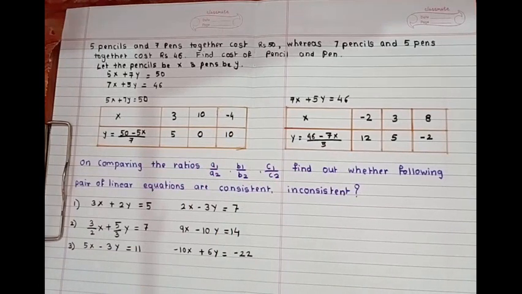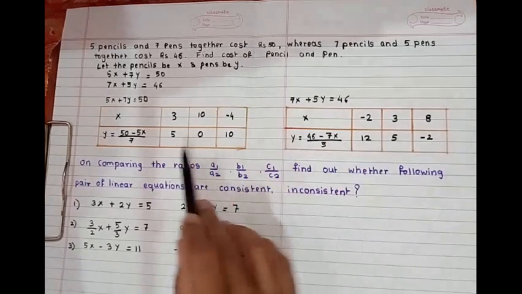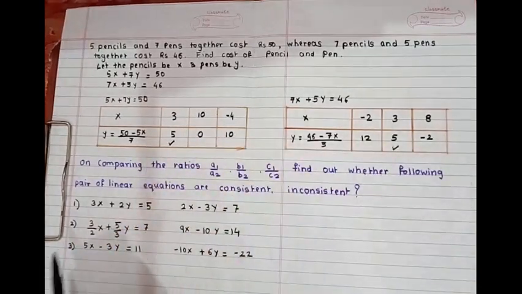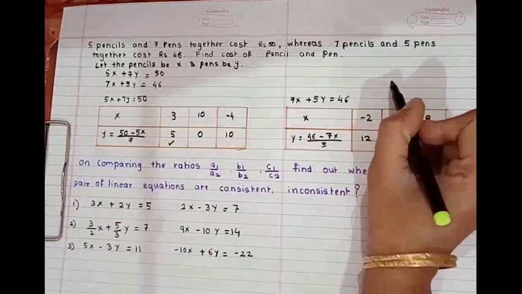What answer you get? You can just visually observe it. This number is common for both the equations. So the solution will be 3, 5. So check this answer on the graphical representation.